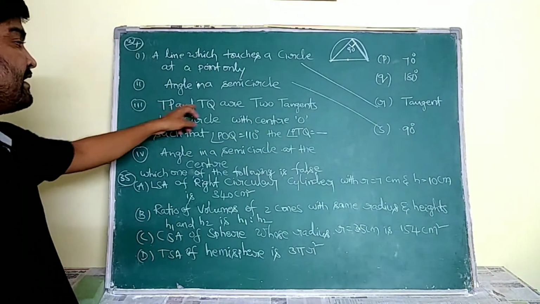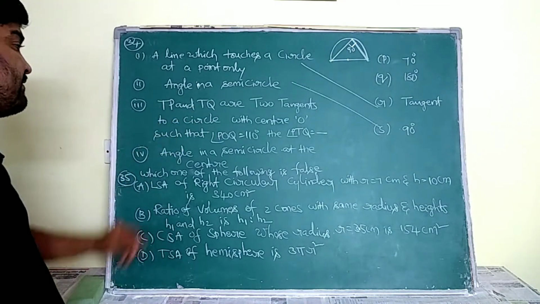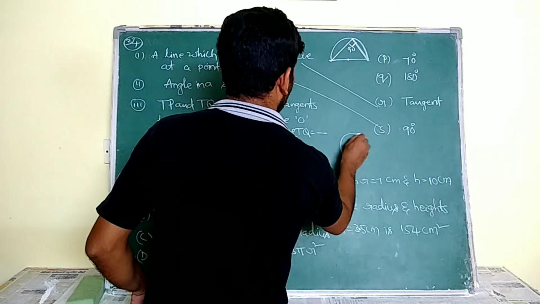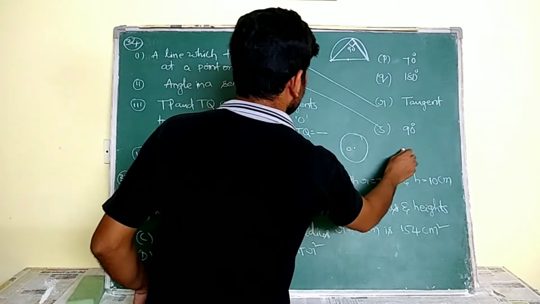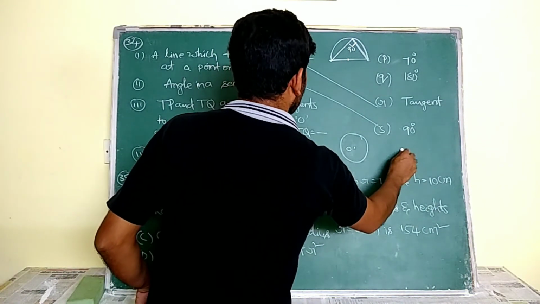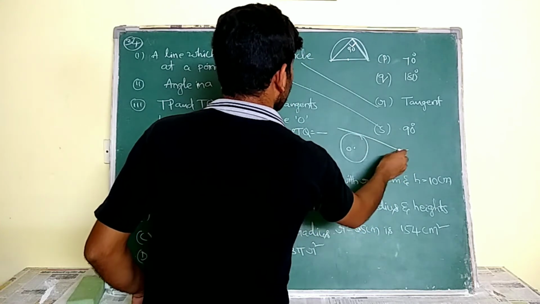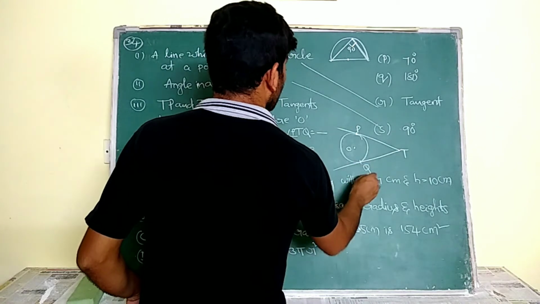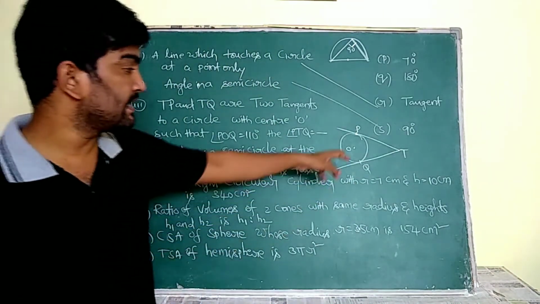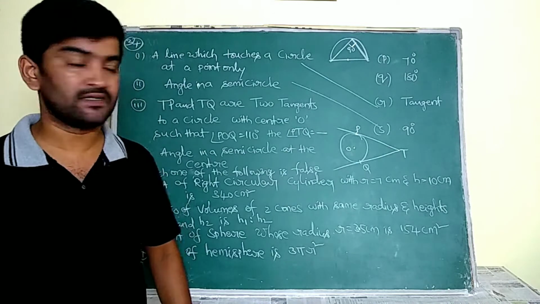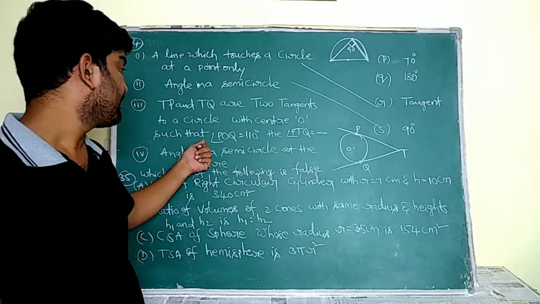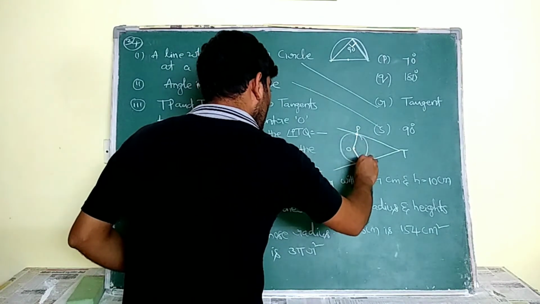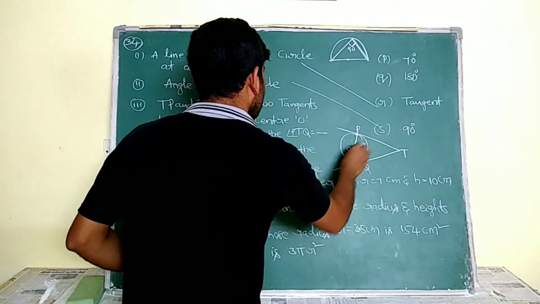Now TP and TQ are the two tangents to a circle with center O. See, to the circle with center O, from T we have drawn two tangents. One is TP, another one is TQ. These TP and TQ are the two tangents drawn to this circle. Okay now, the angle POQ is equal to 110 degrees.